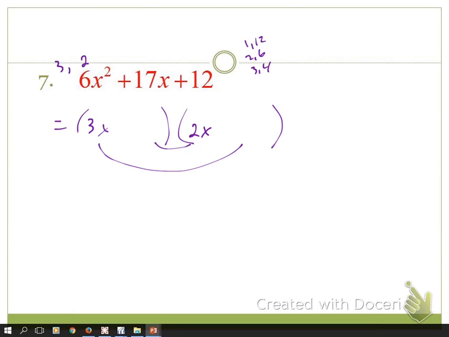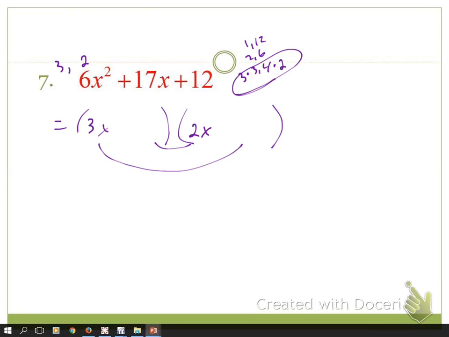Okay, next. 3 times 3 is 9. 4 times 2 is 8. 9 plus 8 is 17. That's the combination that we need. And it took us a while to get there. It's okay. I mean, it's not brain taxing. It takes a few minutes. You just got to keep checking combinations. Well, this is the combination that I need.